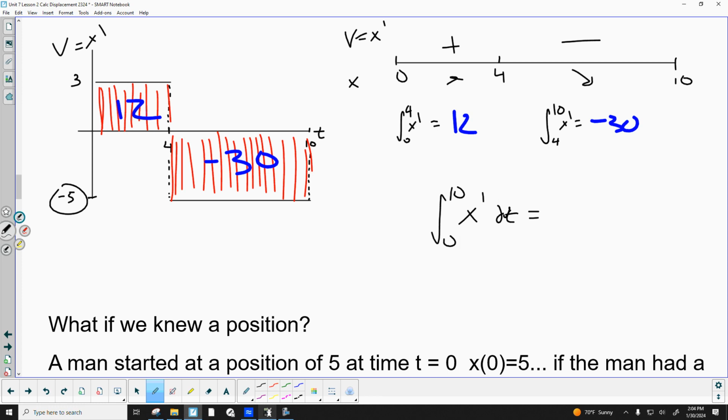-5 from 4 to 10 is -30. That's all you should do. Since we have different velocities, you can't go 0 to 10. We're just going to have to look at what we got from 0 to 4 and 4 to 10. Add them all up. What do you get? -18. The answer is -18.